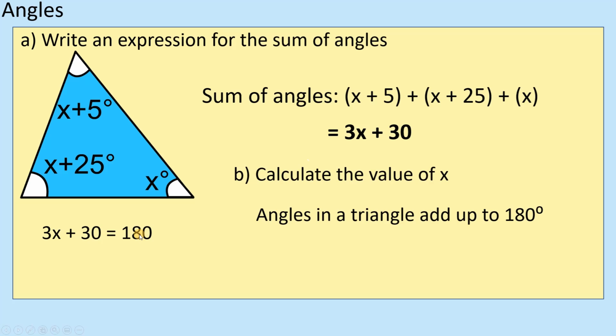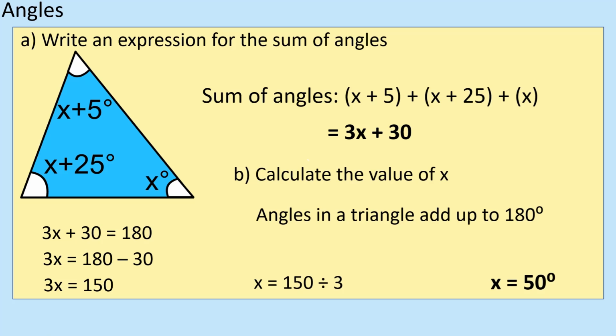At this point, I now use my two-step equation solving skills. If you're not quite sure what I'm talking about, please look at the lesson on two-step equations. We're going to take away 30 from this side, so the inverse comes across. 3x equals 180 take away 30, so 3x equals 150. Then divide both sides by 3, so x is 150 divided by 3, so x would be 50. That's your value of x.